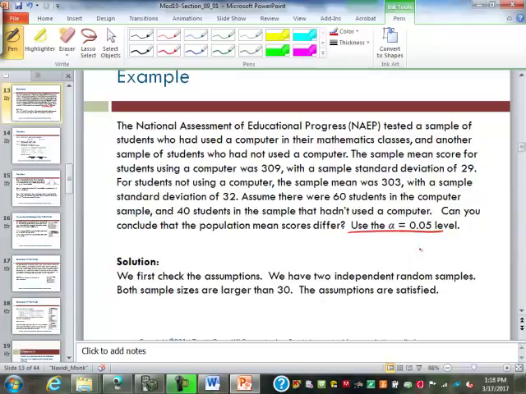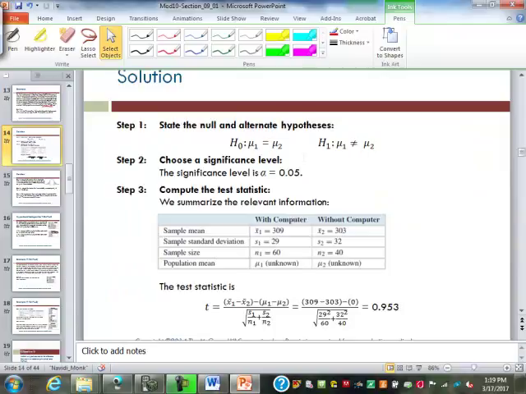So we checked our assumptions. We have two independent samples from different populations. Both samples are larger than 30, so we don't have to worry about whether they're normal or not. We've got our hypotheses. As we said, the null is always that they're equal, and as I predicted, the alternative is they're not equal. Significance level of 0.05.